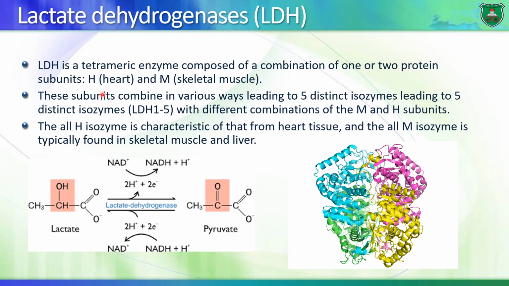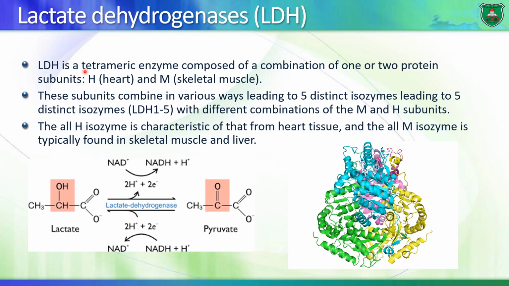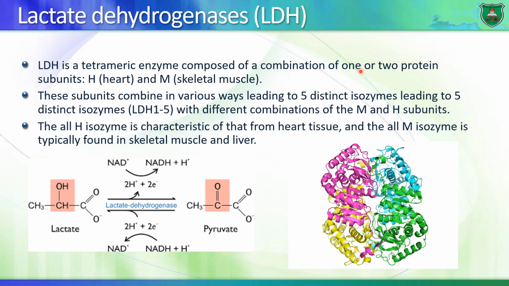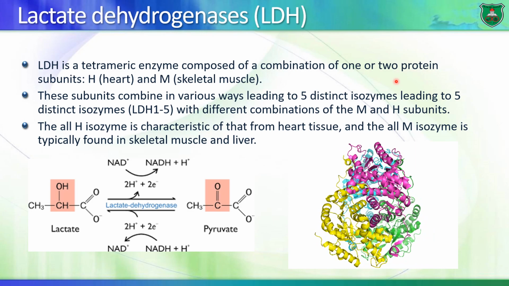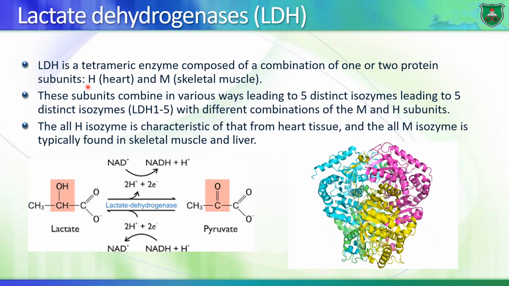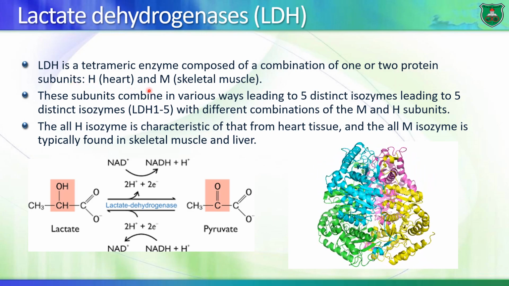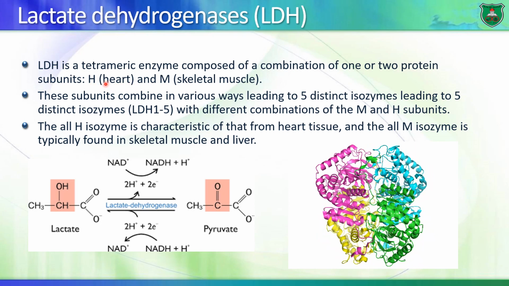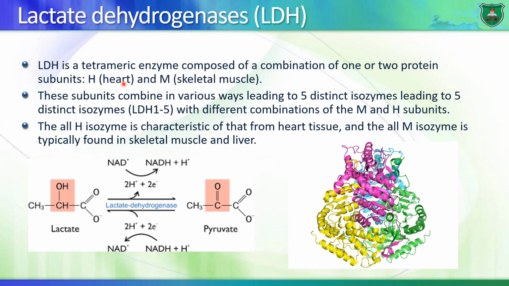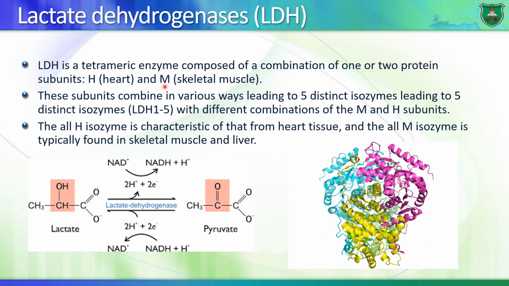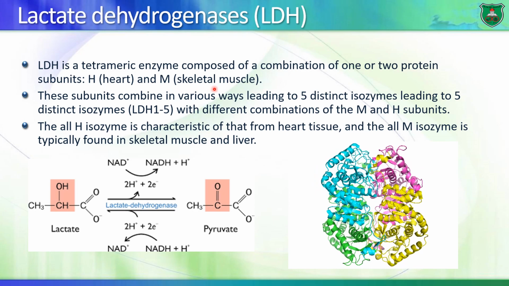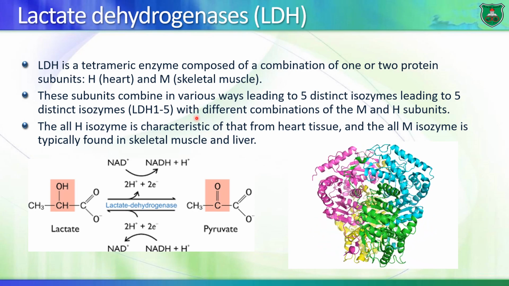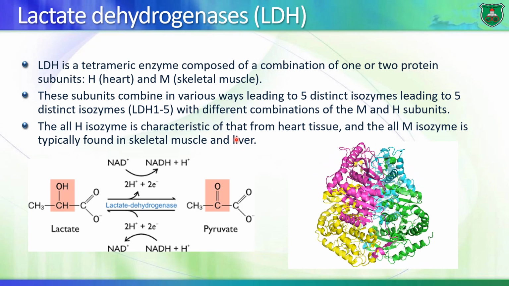Now these enzymes, these isoenzymes, can be made of a combination of 1 or 2 protein subunits or polypeptide subunits. And these subunits are H and M. Now H is a characteristic of heart tissue, so it's produced in high quantities in heart tissue, and M is produced in high quantities in skeletal muscle. That's why it's given this designation, and it's also produced in the liver.